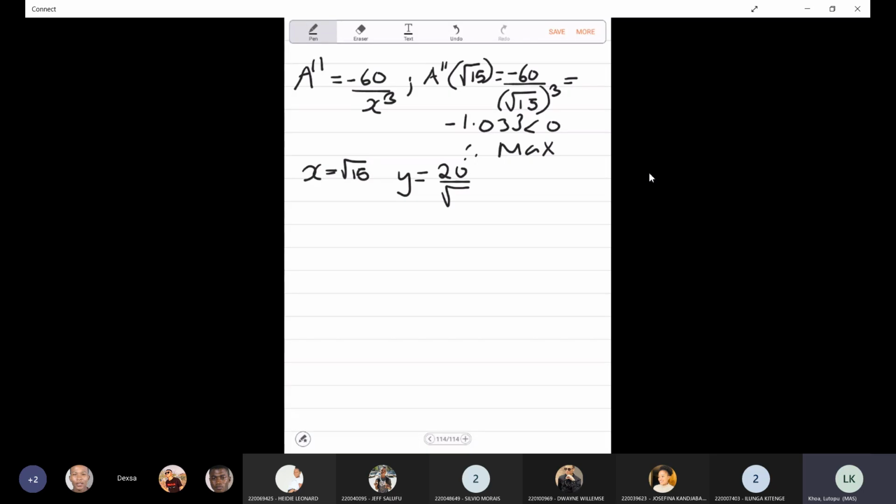So this is 20 over the square root of 15. So we can then say the paper has dimensions square root of 15, which is 3.873 centimeters, by 20 divided by the square root of 15, which is 5.164 centimeters.